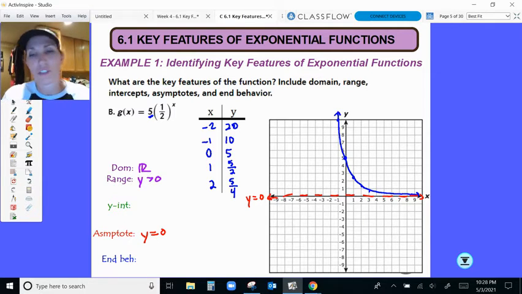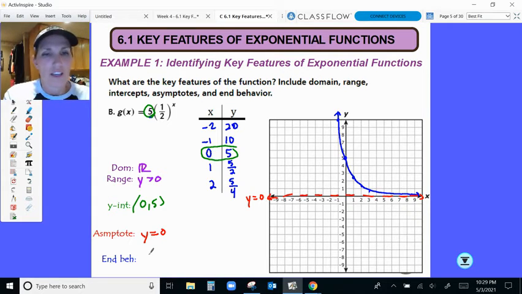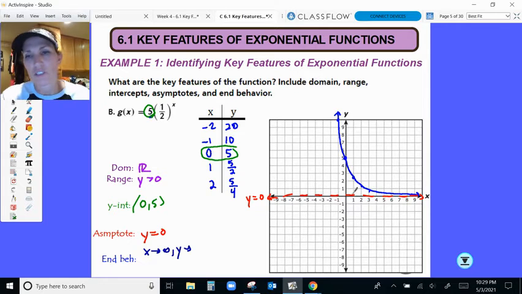It's not equal to the x-axis, so I apologize for that. My y-intercept, we talked about that, is 0, 5. Notice it's always going to be this constant number. My end behavior, as x approaches infinity, y approaches, so as x goes to infinity, what's y approaching? It's getting closer and closer to 0. As x approaches negative infinity, y approaches, so I go this way, y is approaching infinity.